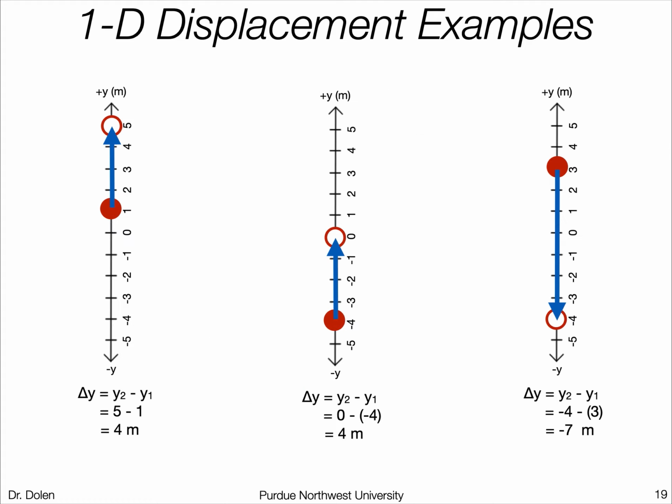We may also do one-dimensional problems in the vertical direction, or the y direction. So in this case, we would calculate delta y, or y2 minus y1. So in this case, I'm moving from y equals 1 to y equals 5.